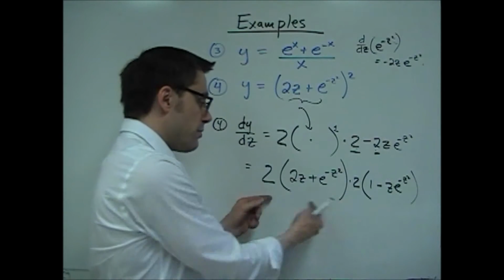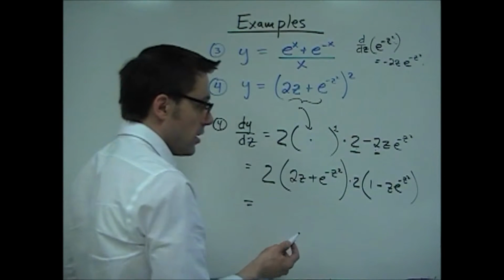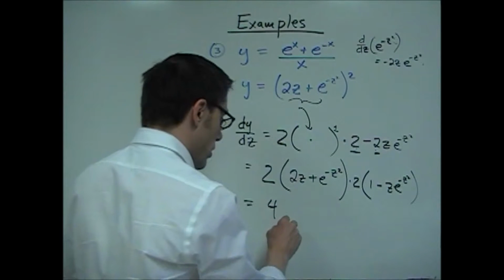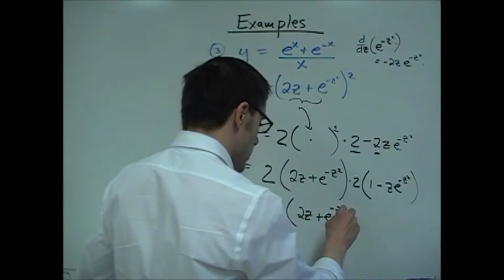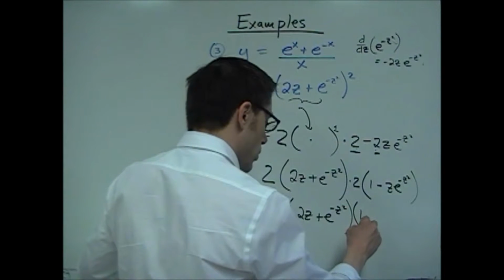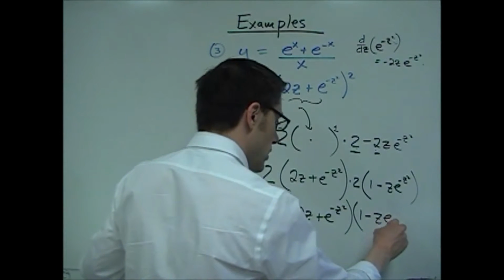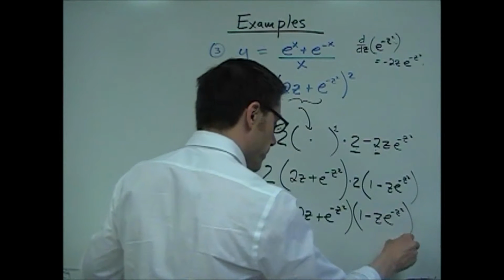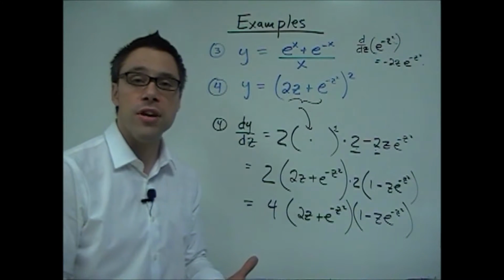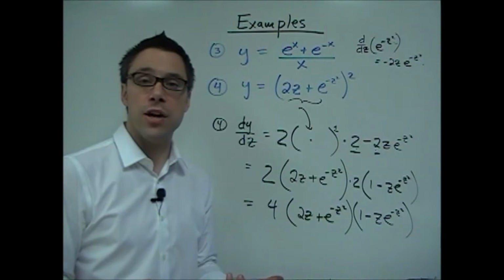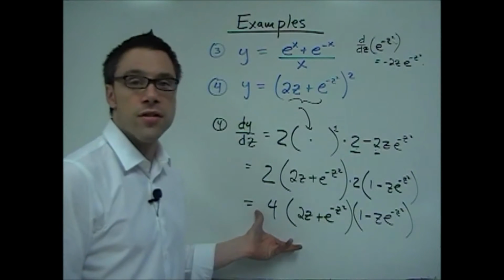And that means, of course, I can combine these 2's together. So in the end, it looks like we have something like 4 multiplied by (2z plus e^(-z²)) multiplied by (1 minus z e^(-z²)). Okay? So now we've used the chain rule along with the shortcut rule for exponentials. And here we go, we have our solution.